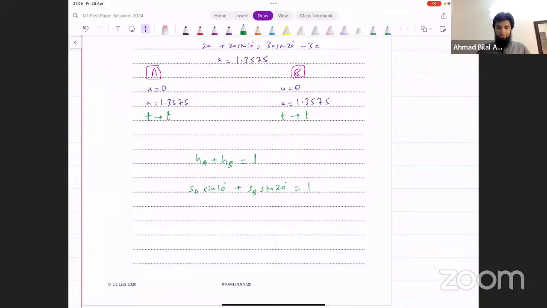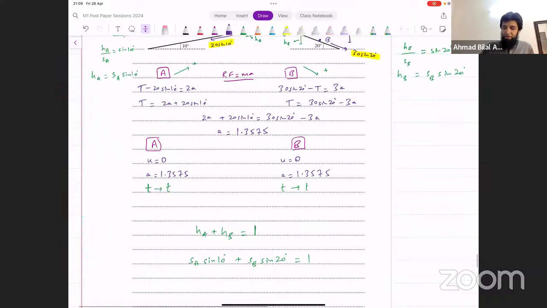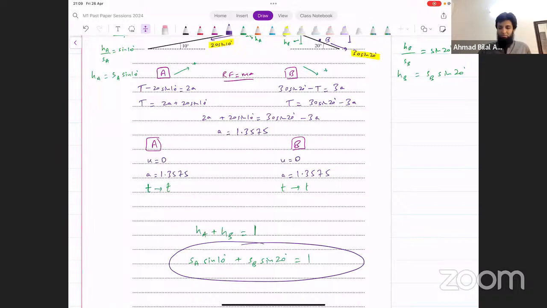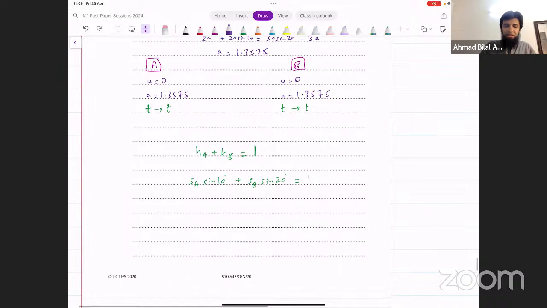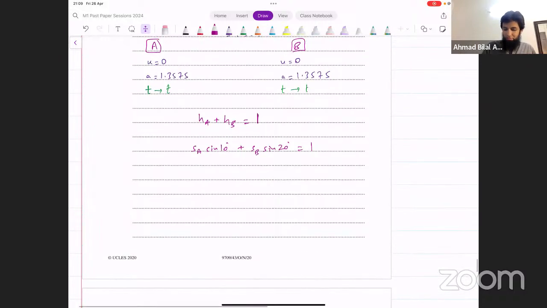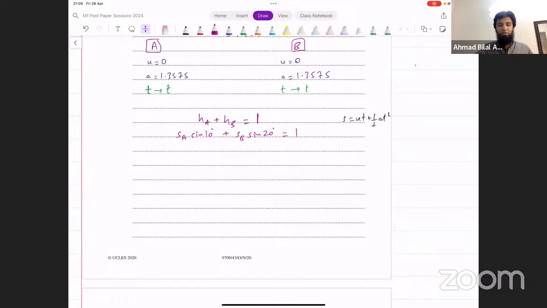Can we connect all of these things now? Since we have a relationship between SA and SB, and we also know U, A, and T from both the equations, which equation connects these things? S equals UT plus half AT squared. We can use that to make an equation. What would SA be? I'm using this constant acceleration formula. Let me write that on the side. S equals UT plus half AT squared. Let's use that on both the particles, on A and on B.